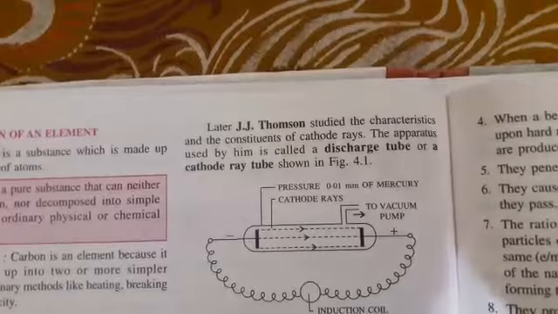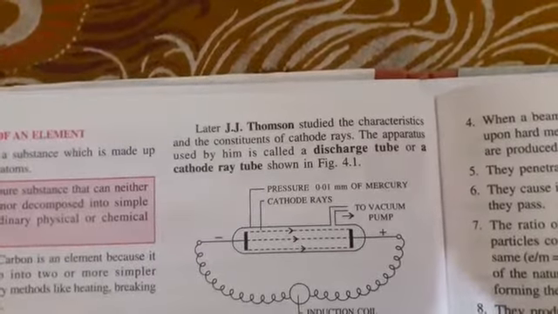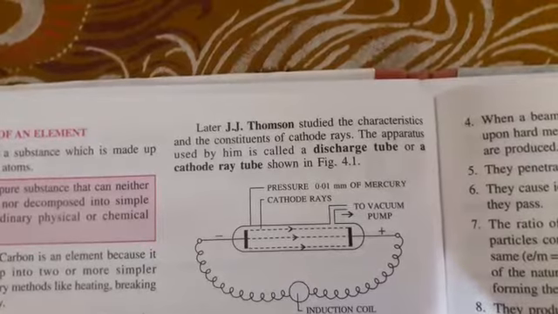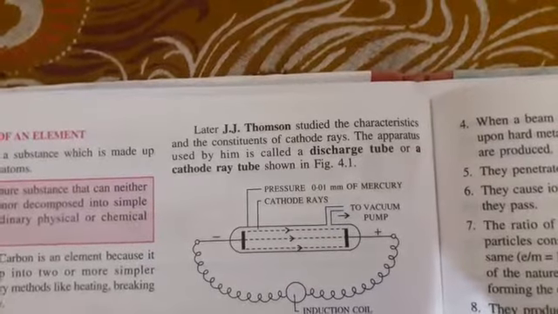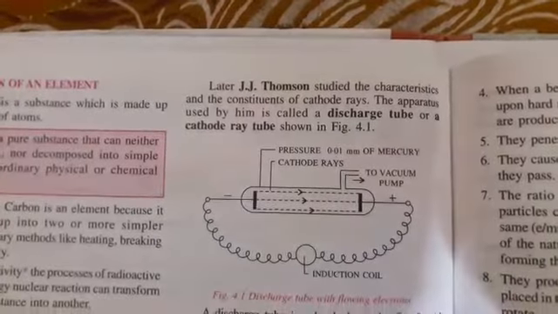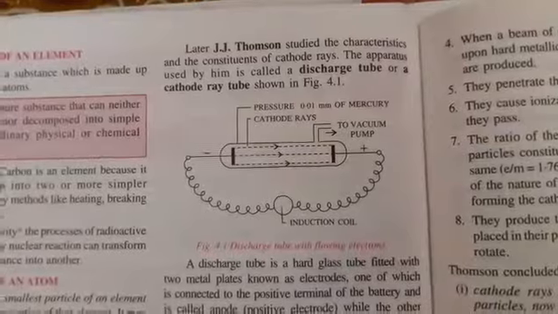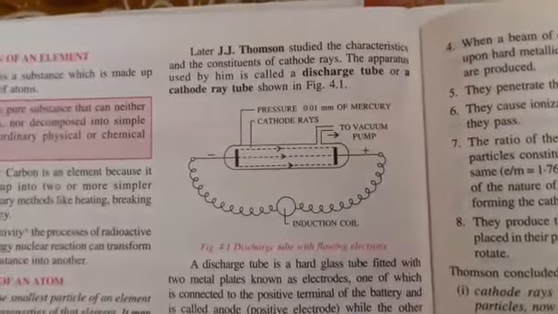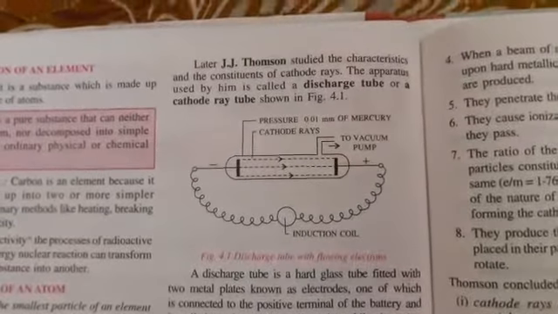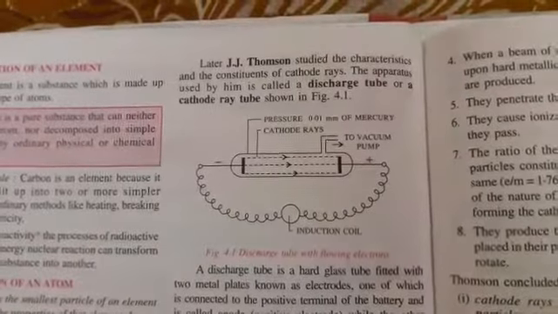Now later on, J.J. Thomson studied the characteristics and constituents of the cathode rays. The apparatus used by him is called a discharge tube or a cathode ray tube, and this is the figure which I already told you. I have drawn that battery. Here they have shown an induction coil. And this is the setup of the cathode ray discharge tube.